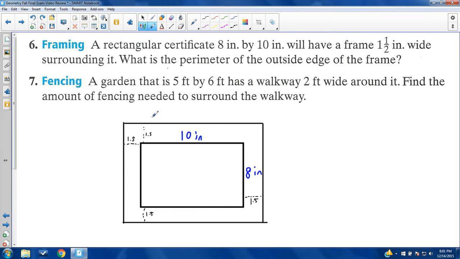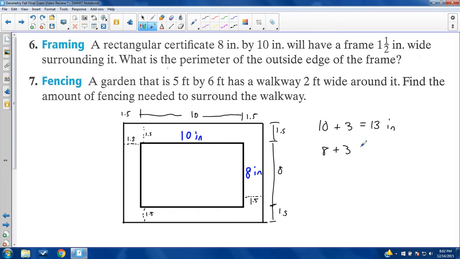Well, this width now, this was 10. But this is another 1.5 right here. This is another 1.5 right here. So the entire width is 10 plus 2 1.5s, that's 3. So the entire width is 13. The entire height is 8 plus 1.5 plus 1.5, which is 8 plus 3, which is 11. So is perimeter base plus height?